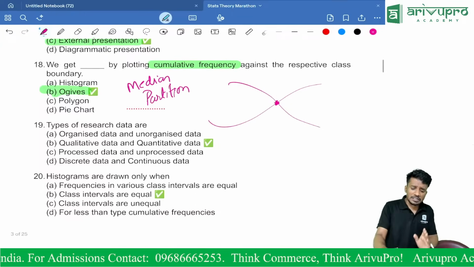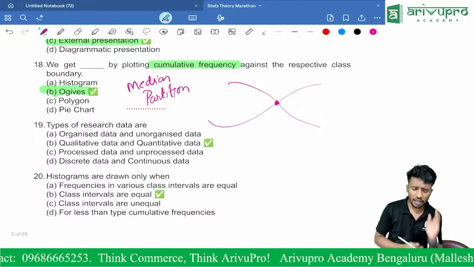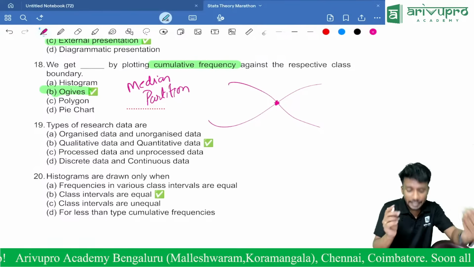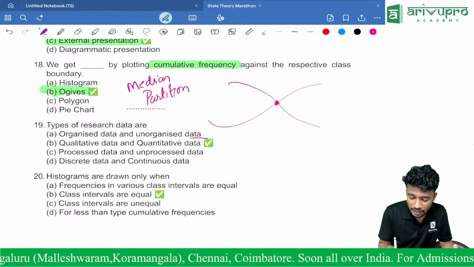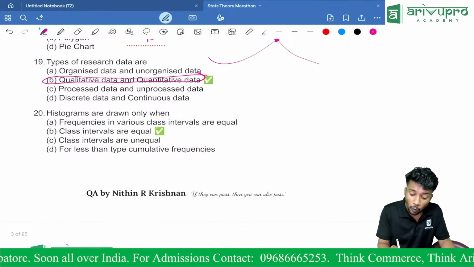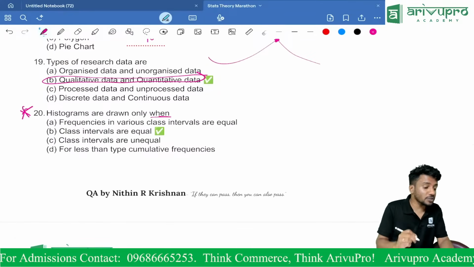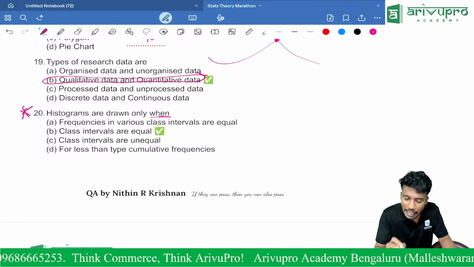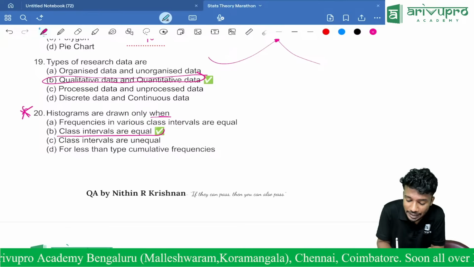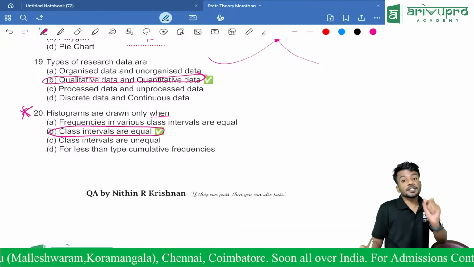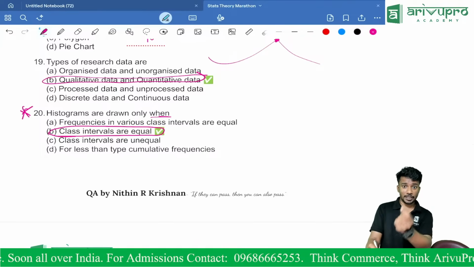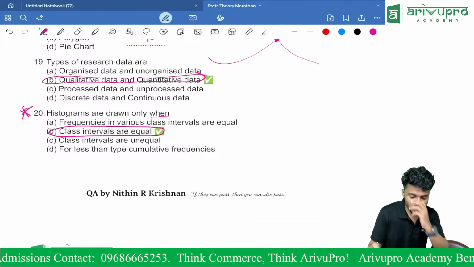Now, the types of research data. For example, some people are doing research. That type of data is qualitative data as well as quantitative data. Histograms are drawn only when class intervals are equal. This is very important, and chances are there will be a question based on it. We should make sure the class intervals are equal, for example 10 to 20, 20 to 30, 30 to 40.